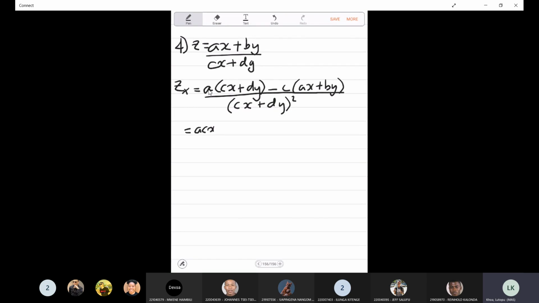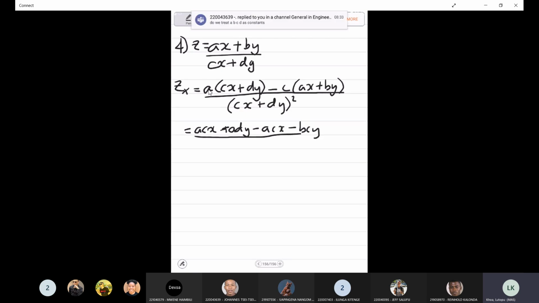ACX plus ADY minus ACX minus BCY over, let's see, yes, we treat them as constants because we're differentiating with respect to X. So only X is the variable.